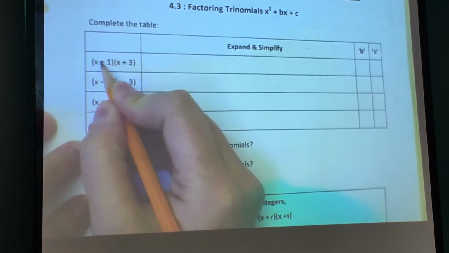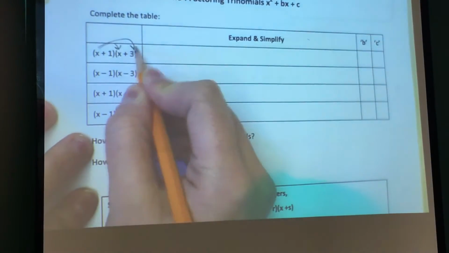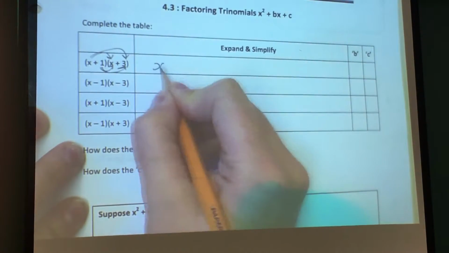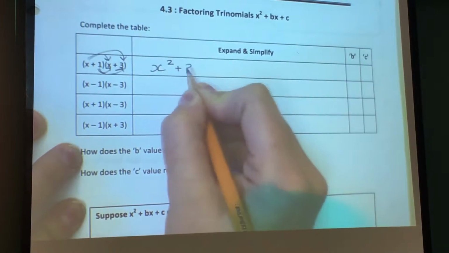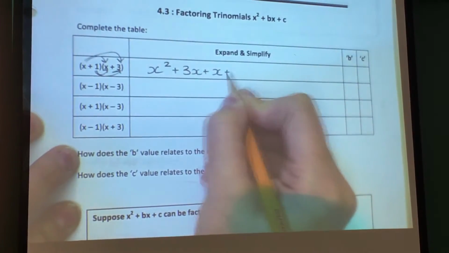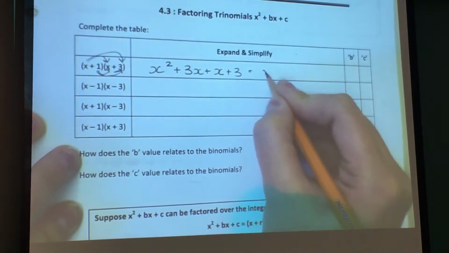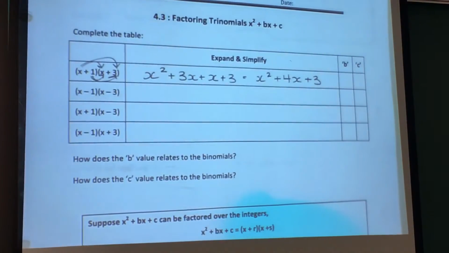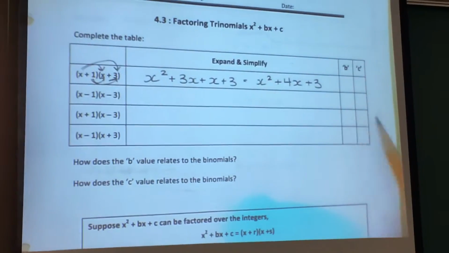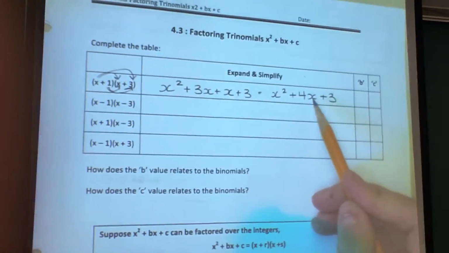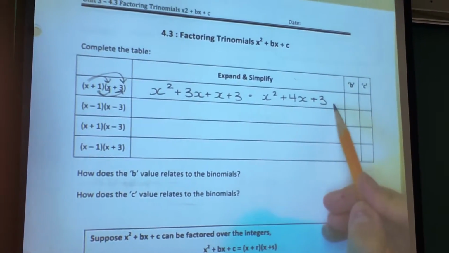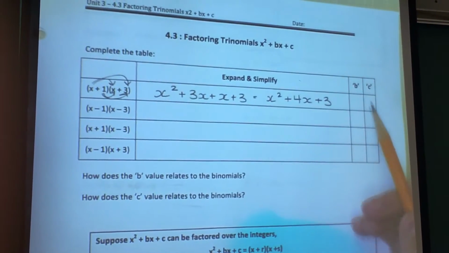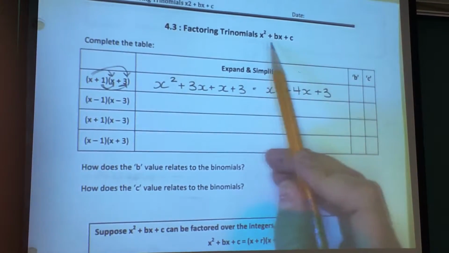So in this case, if I'm expanding, I've got to multiply everything by everything. So I get x squared plus 3x plus x plus 3. So that's going to give me x squared plus 4x plus 3. So based on that, guys, what do you see as your b value and what do you see as your c value? So look up here. 4x, 3.